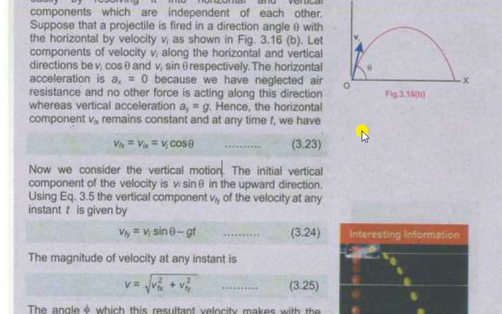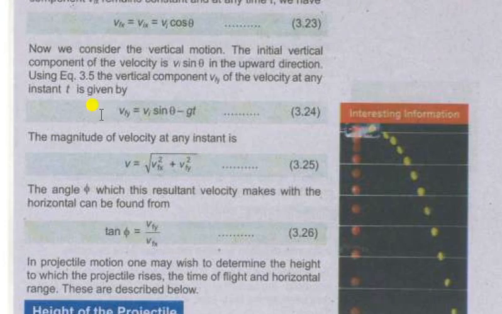But for the y-axis, the component of velocity becomes vfy is equal to vi sin theta minus gt. So the component of the velocity along the y-axis gradually decreases with time t.